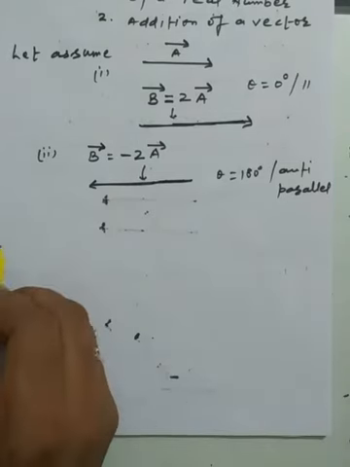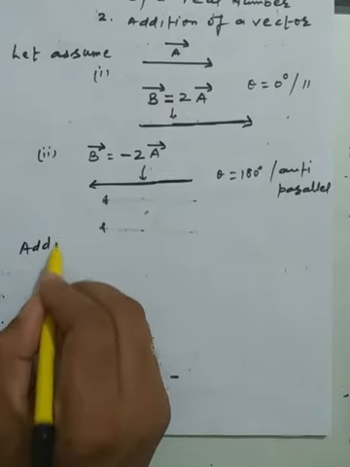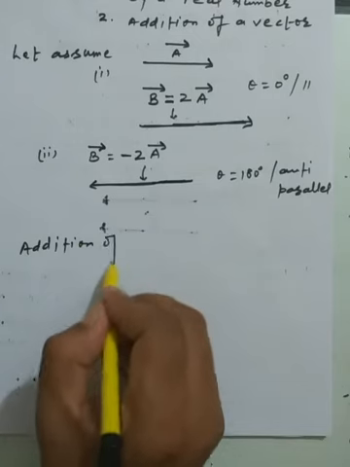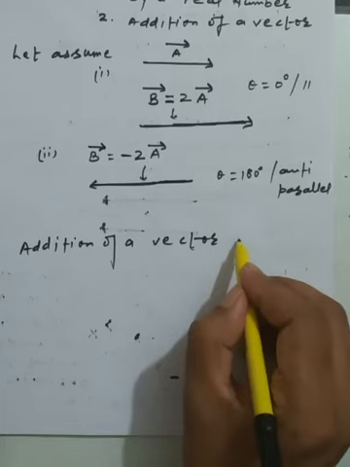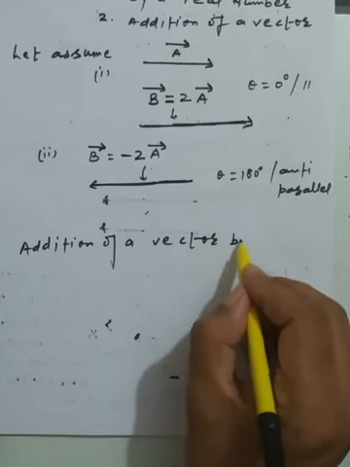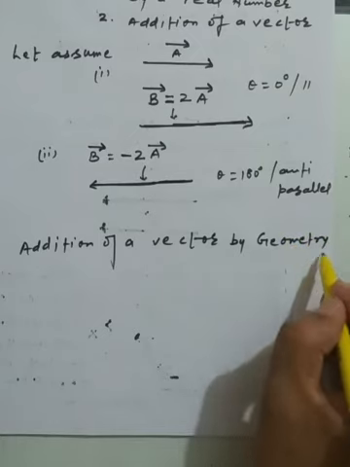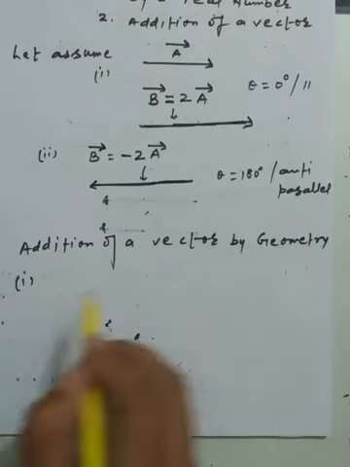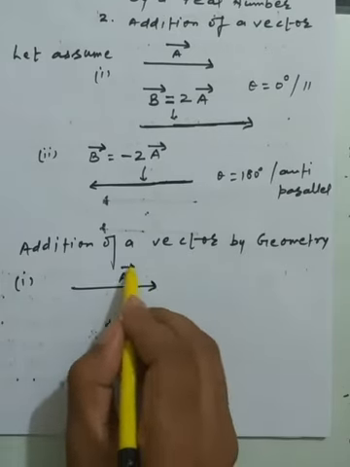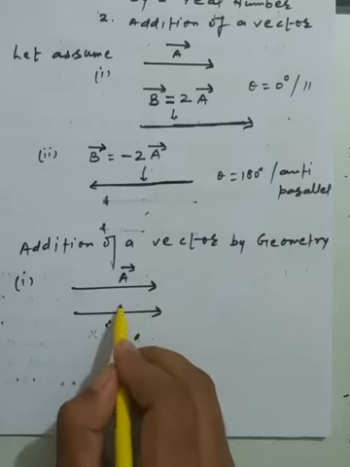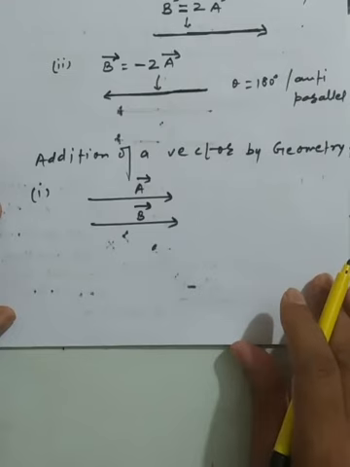Now we have the next topic, that is addition of a vector, geometry. First I am taking two vectors, vector A and vector B. This is the vector A, and another vector, called the vector B, also acting along the same direction. So how can we geometrically add them?